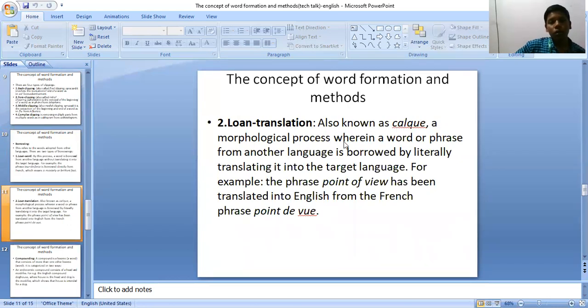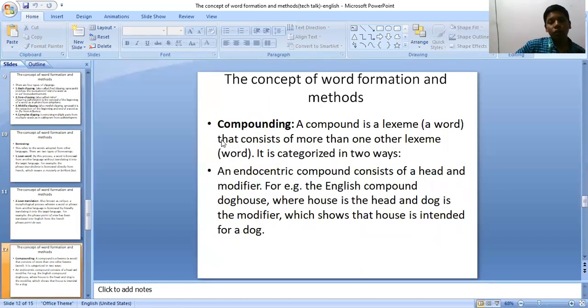Loan translation, also known as calque. A morphological process wherein a word or phrase from another language is borrowed by literally translating it into the targeted language. For example, the phrase point of view has been translated into English from the French phrase point de vue. Compounding. A compound is a lexeme, a word that consists of more than one other lexeme.